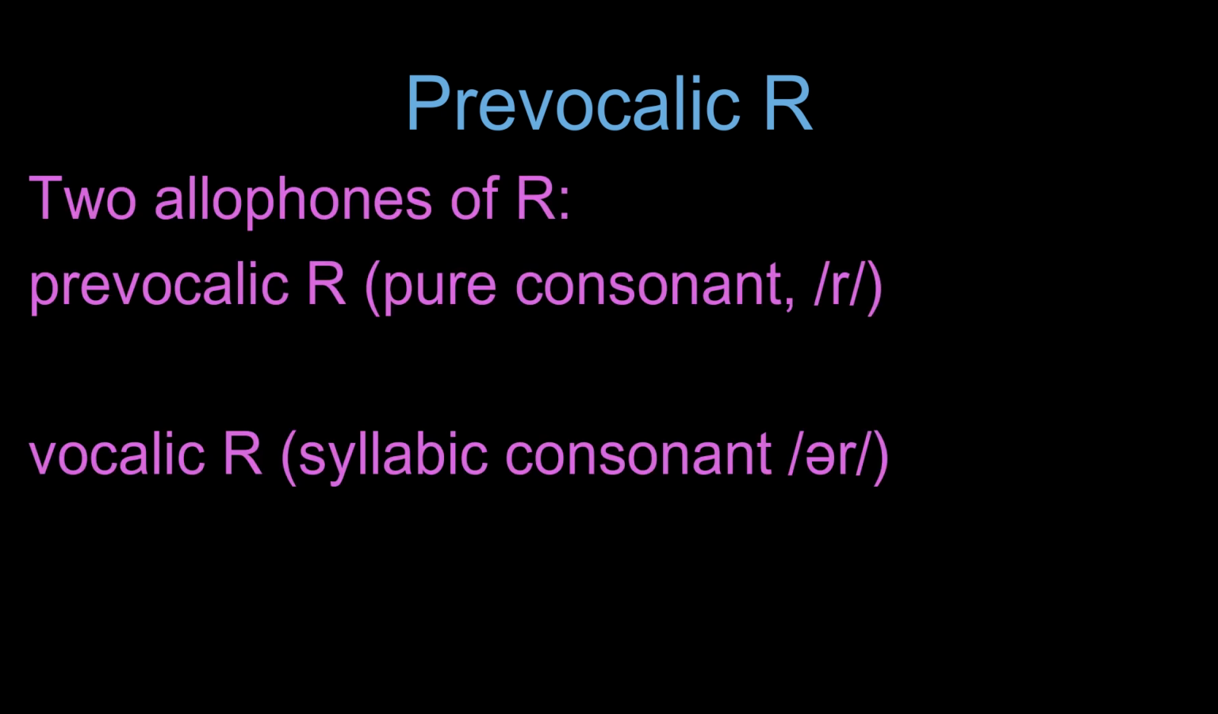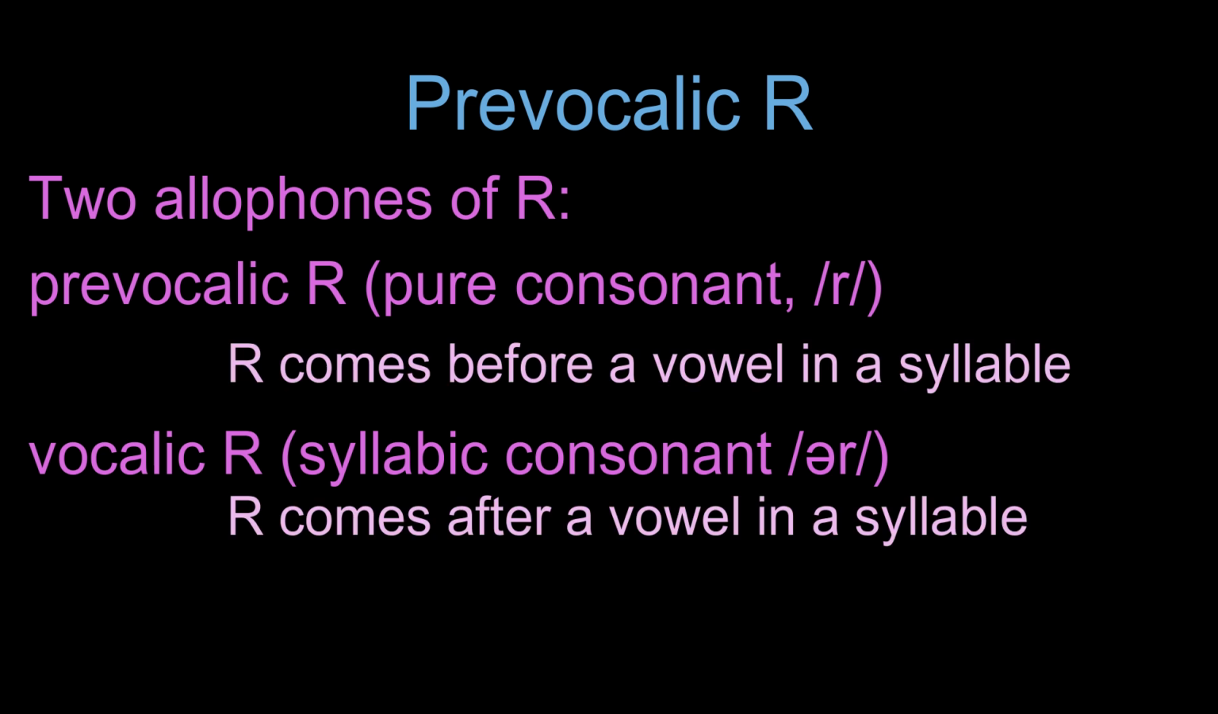Prevocalic r. Like the lateral liquid la, ra can be used as a pure consonant or a syllabic consonant. So there are two different sounds of ra. The consonant r sound is pronounced when r comes before a vowel in a syllable, that is, the beginning sound of a syllable. Thus, a consonant r is often called the prevocalic r.